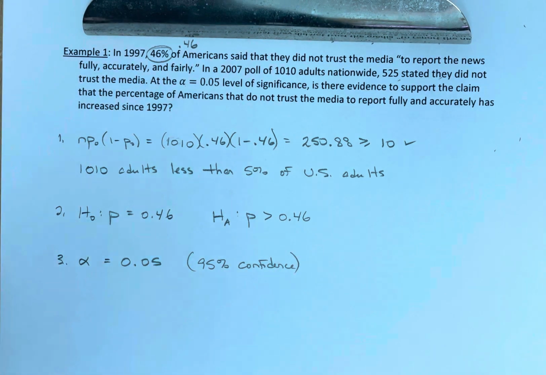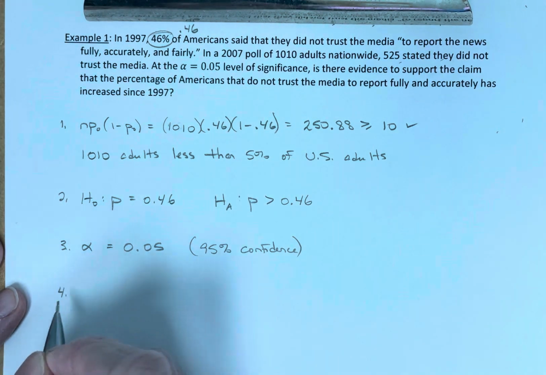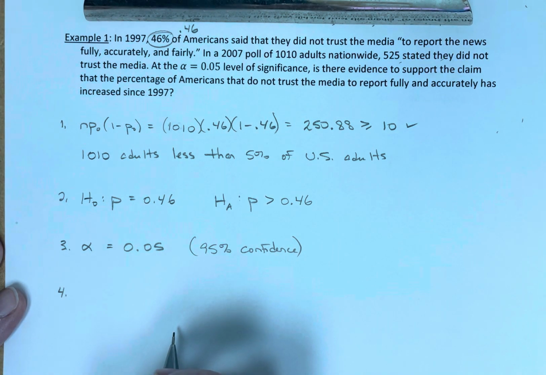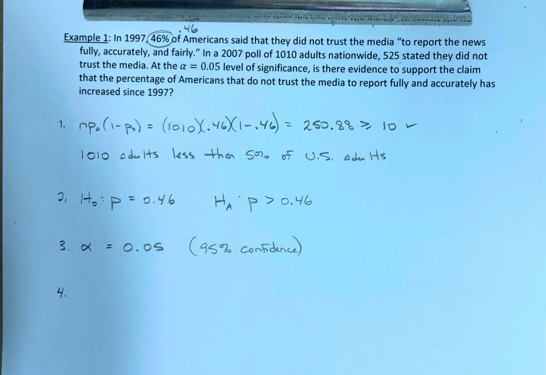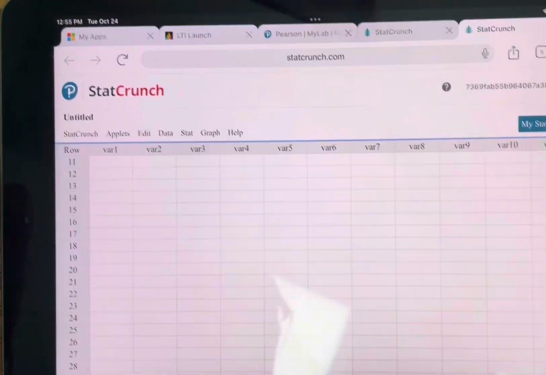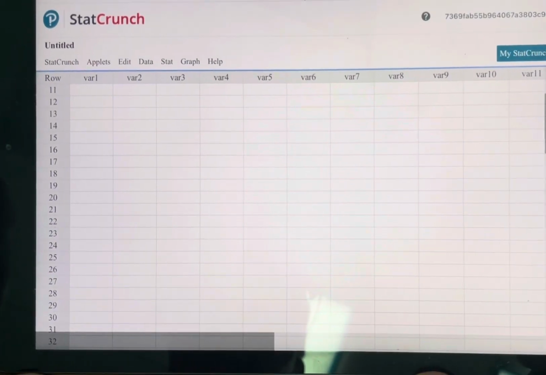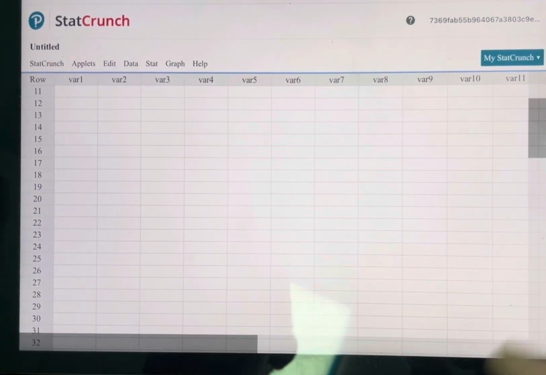Okay, how serious we want this to be. Okay, step 4, let's go into StatCrunch and come up with our p-value. Let's go into StatCrunch here. I'll get it down for us, make sure it's in there fairly. I think I've got ourselves fairly straightened out here.